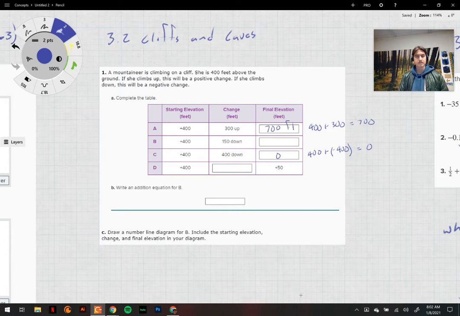All right, let's look at D. She's still starting at positive 400 feet, but this time we don't know what the change is. We just know the final elevation. So I'm adding a number that's going to get me positive 50. So it's still positive. If I do some quick mental math, I know that she has to go down 350 feet, because that's going to give me 50 feet final elevation. So 350 feet down is negative 350.